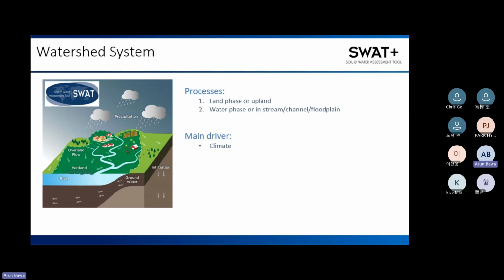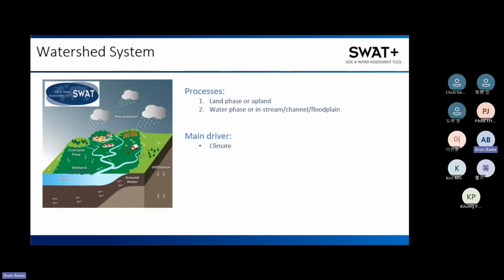Okay, so as I mentioned, we simulate both land phase processes as well as water phase. Land phase is what is happening in the upland side of your watershed, and then when it enters your stream, what is happening within the stream. So we will dive into that in the later slides.